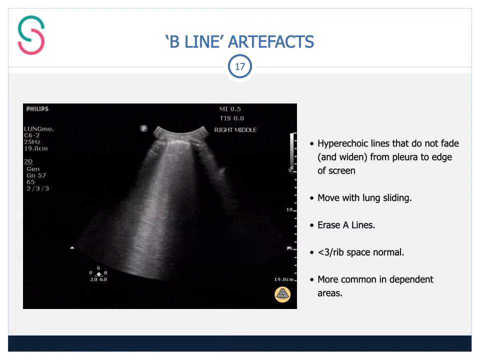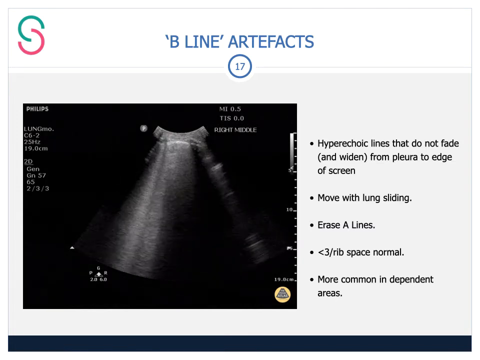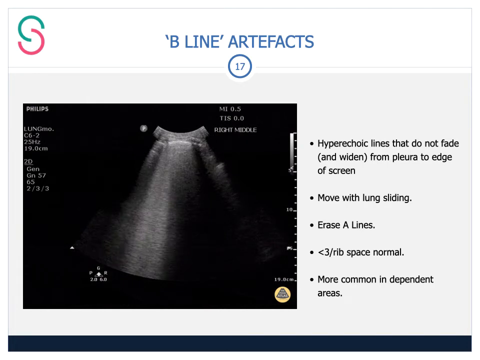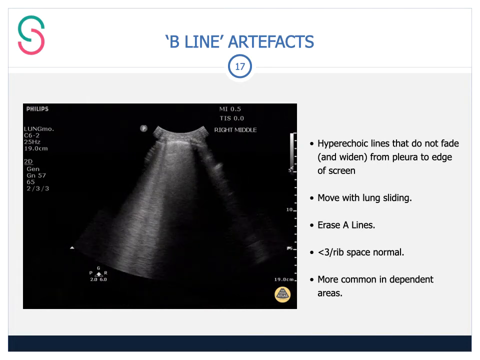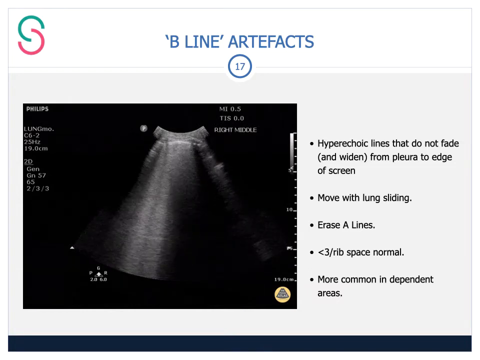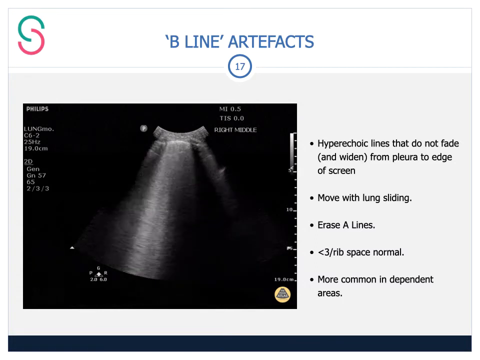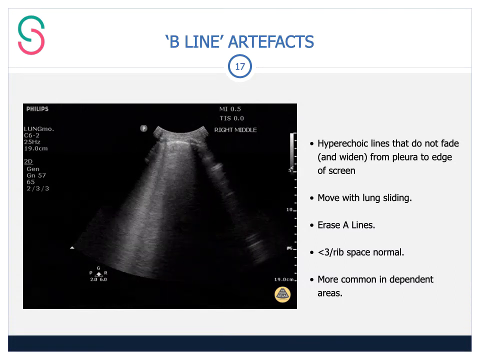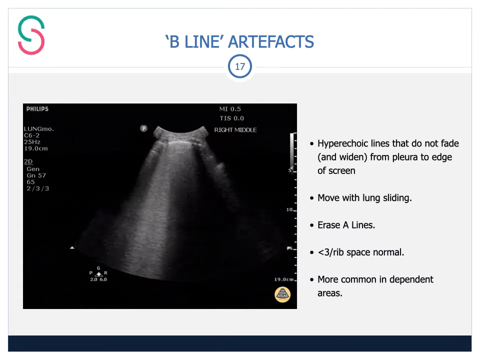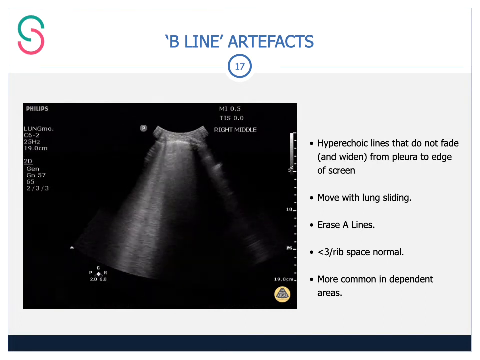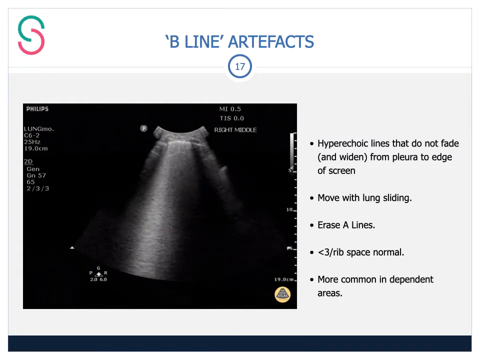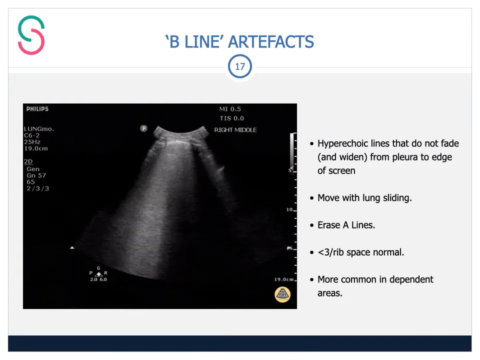So B-line artifacts, there are some features that need to be recognized. These are hyperechoic lines that do not fade, and they tend to widen from the pleura to the edge of the screen. They move with lung sliding. They erase the horizontal hyperechoic A lines. Less than 3, so up to 2 in one intercostal space is considered normal. More than 3 is abnormal.